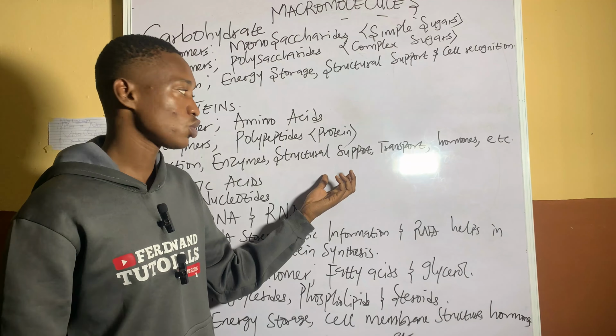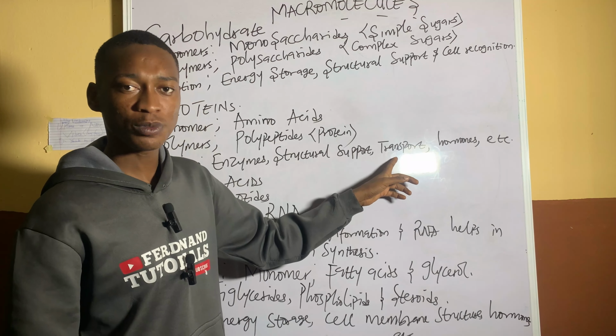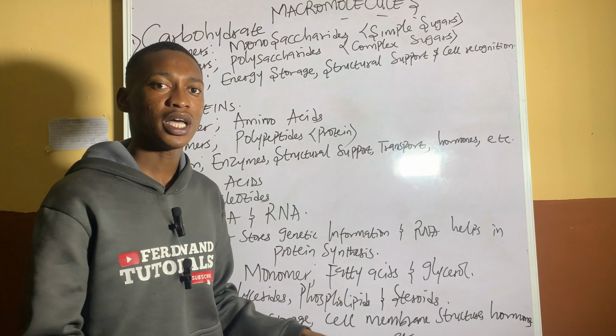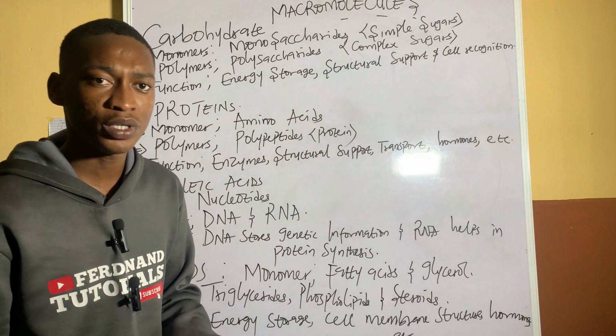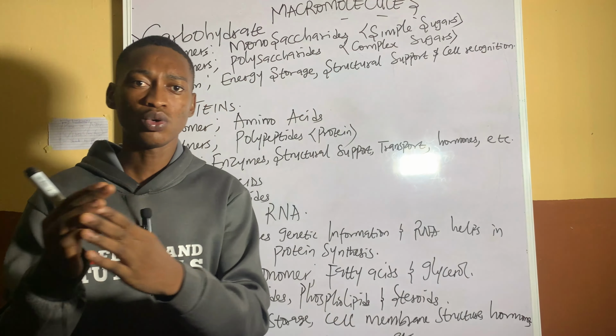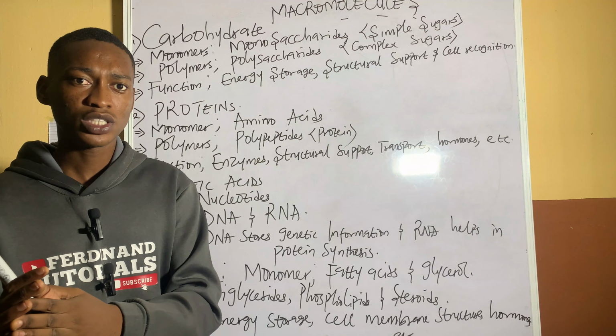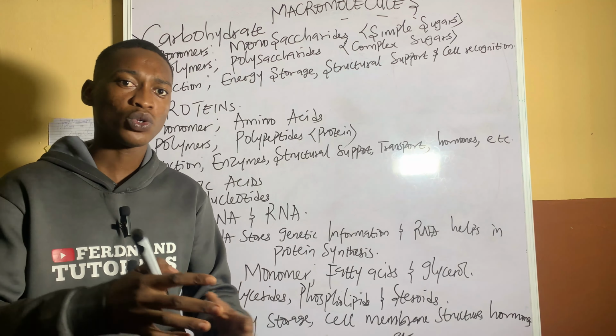Collagen helps us in what? In structural support. Now, we have transport. An example of a protein that helps us in transportation is hemoglobin, which carries oxygenated blood in the body. Are you getting what I'm saying? It transports what? Oxygenated blood. That's hemoglobin. Now we have hormones. Hormones like what? Insulin. They are formed from proteins. And there are other functions of this particular protein, many of them.